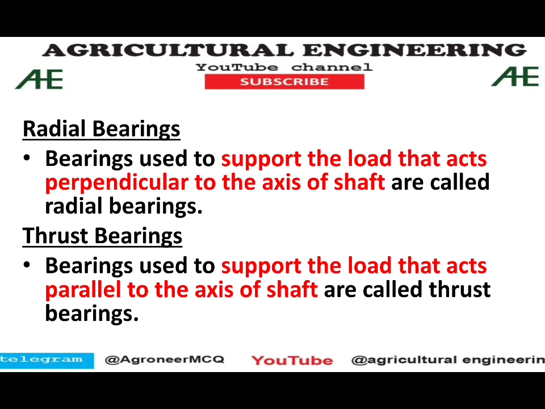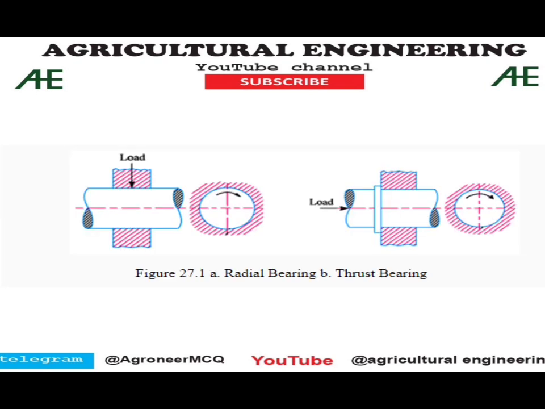Bearings used to support the load that acts perpendicular to the axis of shaft are called radial bearings. Now what is meant by thrust bearing? Bearings used to support the load that acts parallel to the axis of shaft are called thrust bearings. From this figure we can differentiate between radial bearings and thrust bearing.